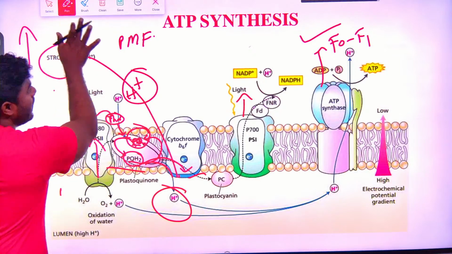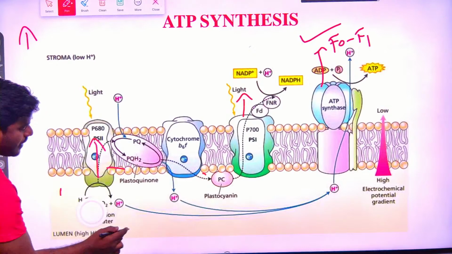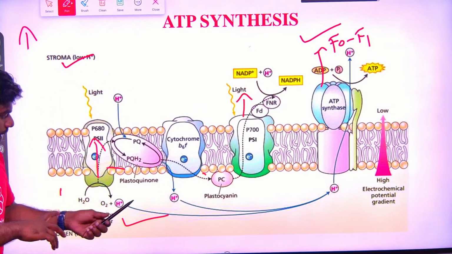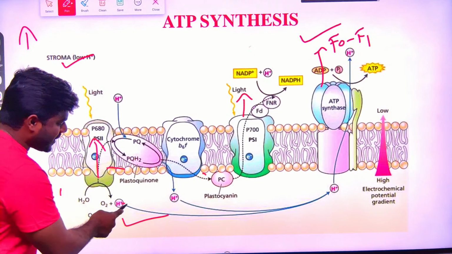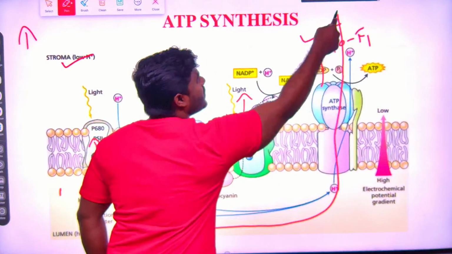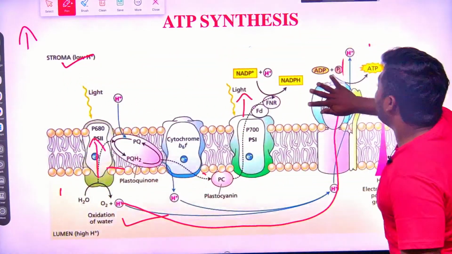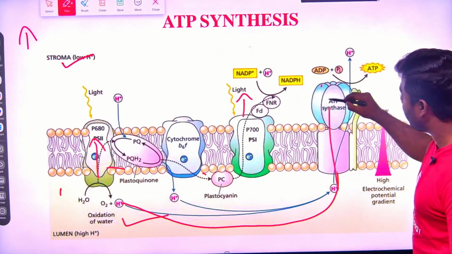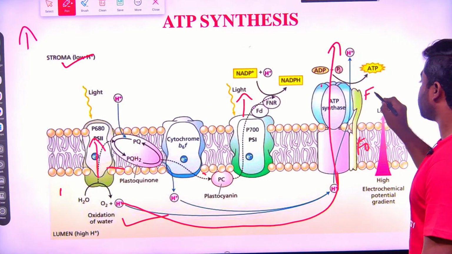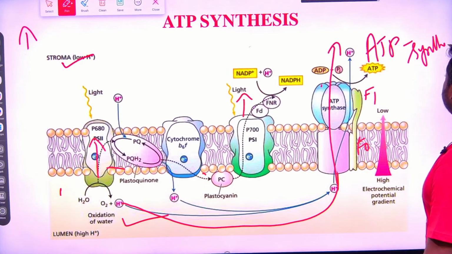Then the concentration of protons will be higher in the lumen compared to the stroma. Then, to maintain the charge balance, all the protons start moving from the lumen towards the stroma. How will they move? They move via a specialized complex. We call it the F0 F1 complex, also called the ATP synthase enzyme.